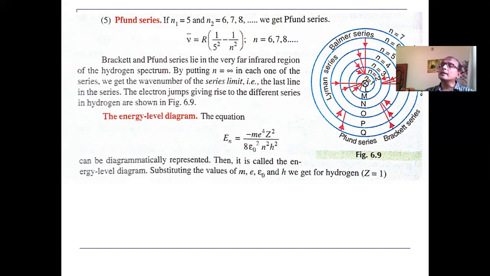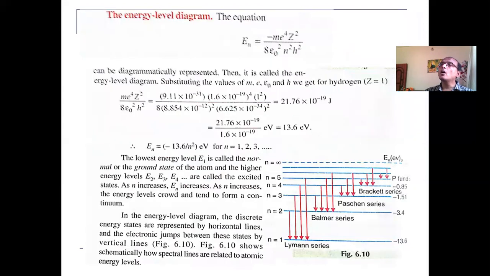You can draw the energy level diagram in this way also, or you can draw it by drawing horizontal lines and showing the energy levels: n equal to 1, n equal to 2, n equal to 3, and so on. And jumping of the electron for the Lyman series is from second, third, fourth, fifth to first, for third to sixth, and so on. In this way, you can.